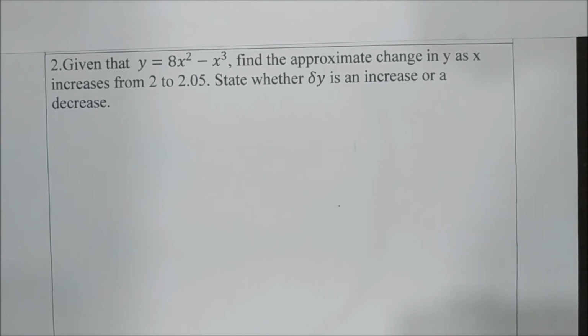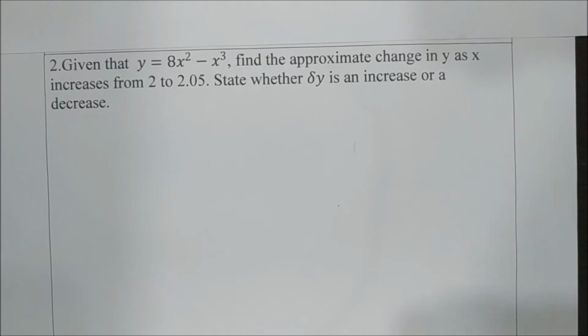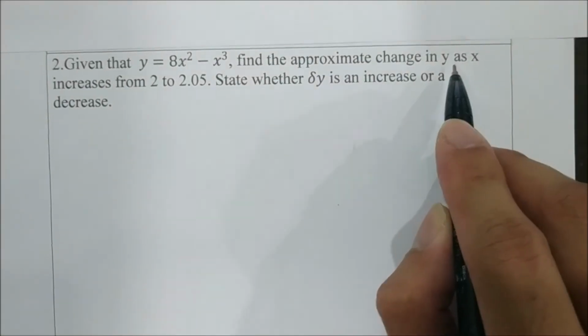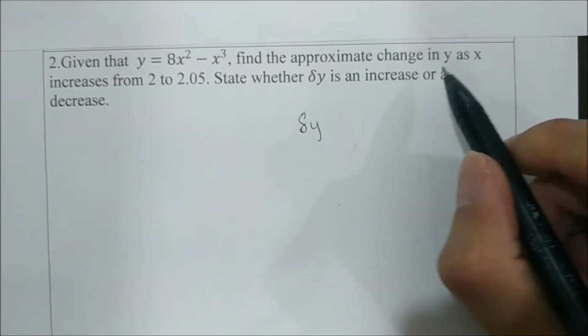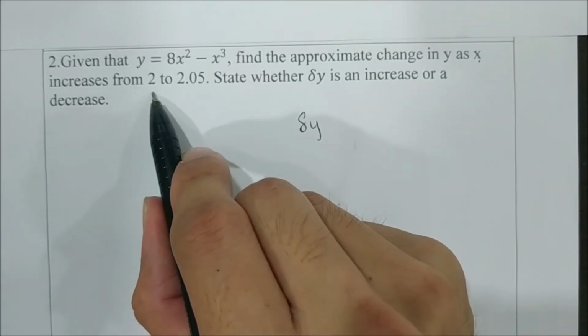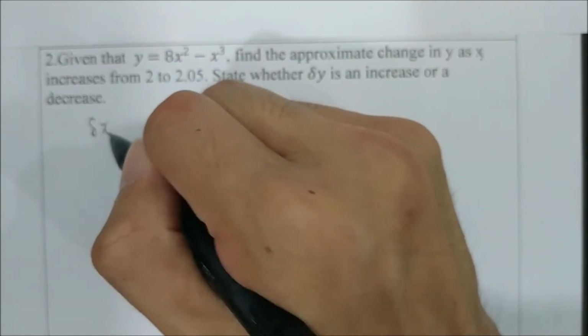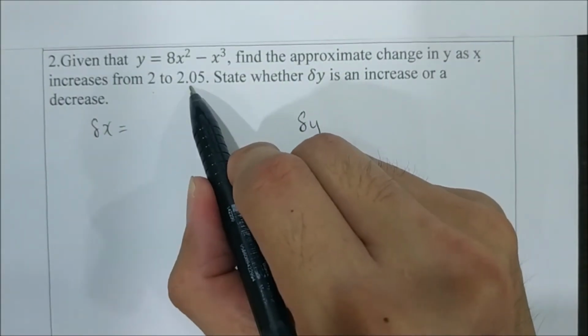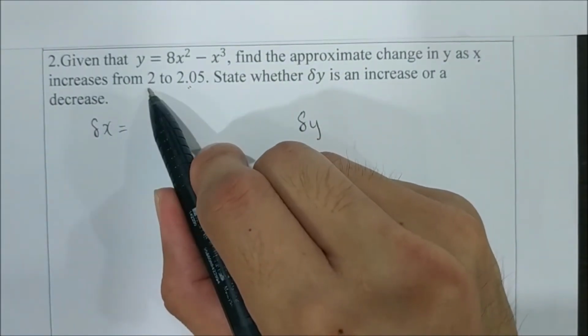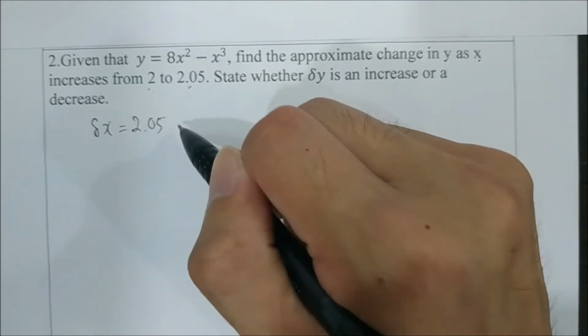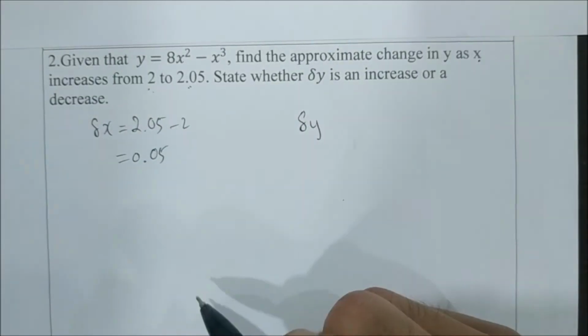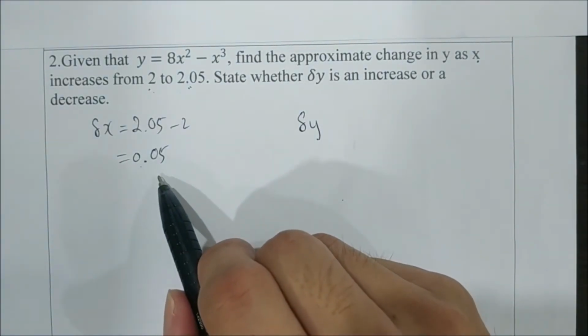Question number 2. Given that y equals 8x squared minus x cubed, find the approximate change in y as x increases from 2 to 2.05. State whether delta y is an increase or a decrease. Here, find the approximate change in y means we are looking for delta y. Given that x increases from 2 to 2.05, delta x equals the later value minus the previous, older value, which is 2.05 minus 2, you get 0.05. It means x increases by 0.05.